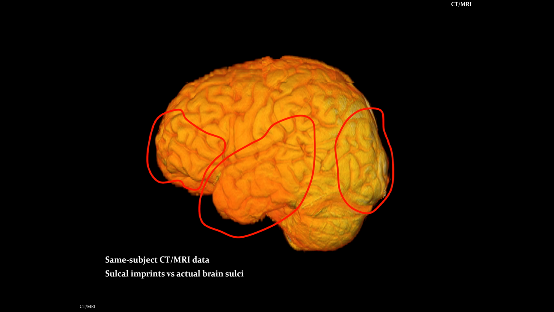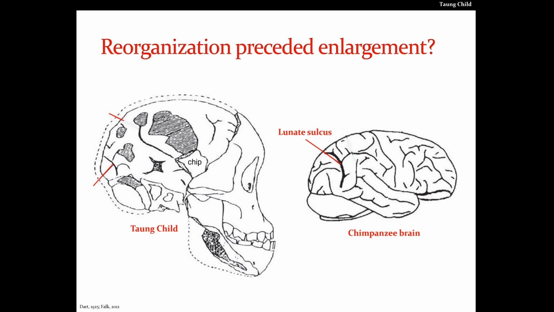Of course, this technique is still highly subjective and therefore susceptible to disagreements and controversies. Perhaps the most famous one is the position of the lunate sulcus in Australopithecines. This species had a relatively small brain size, just a bit larger than chimpanzees, and some authors, such as Ralph Holloway, claim that the lunate sulcus was located in a much more human-like position, while others, like Dean Falk, claim that it was in a much more ape-like position.